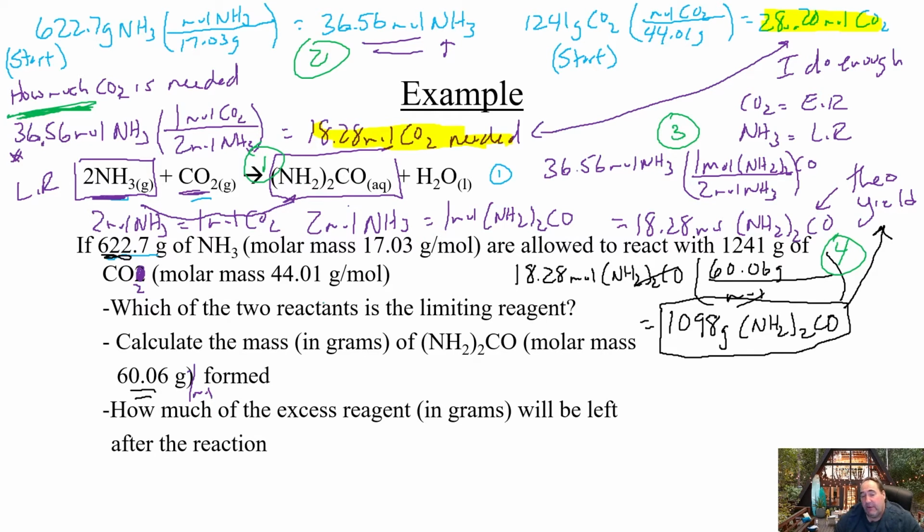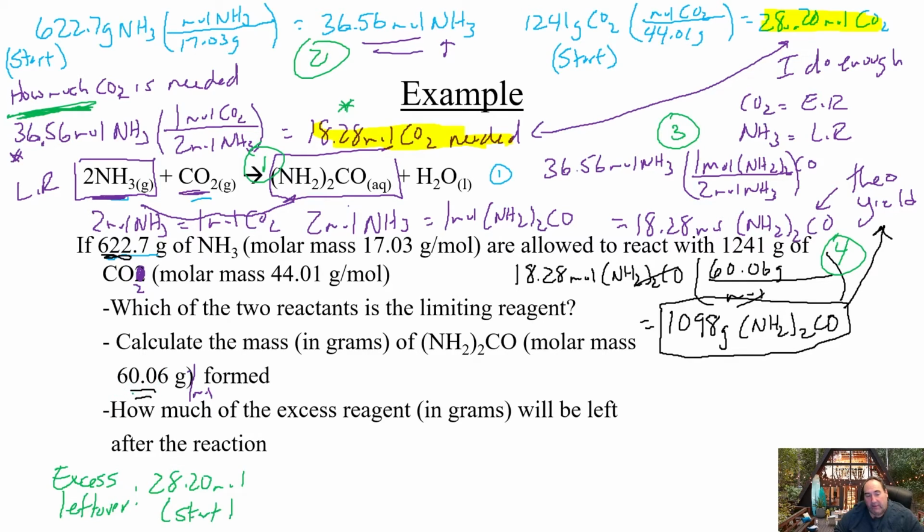We also, in this case, want to know how much of our excess reagent is left over. So once again, we did get lucky here. Based off of this calculation, we actually figured out how much of our excess reagent we would need to use. So we can now very easily figure that answer out, which is excess left over. We know we started with 28.20 moles of it. That's how much we started with.